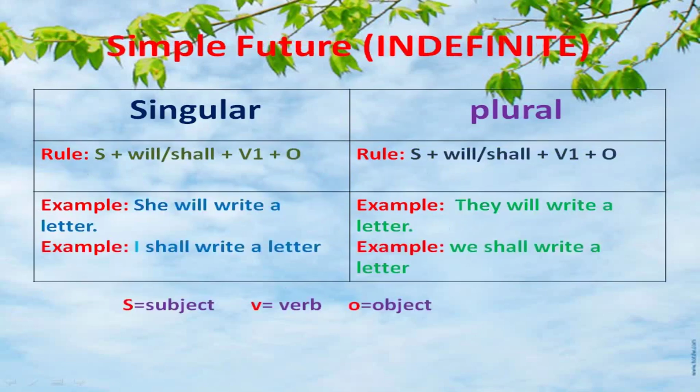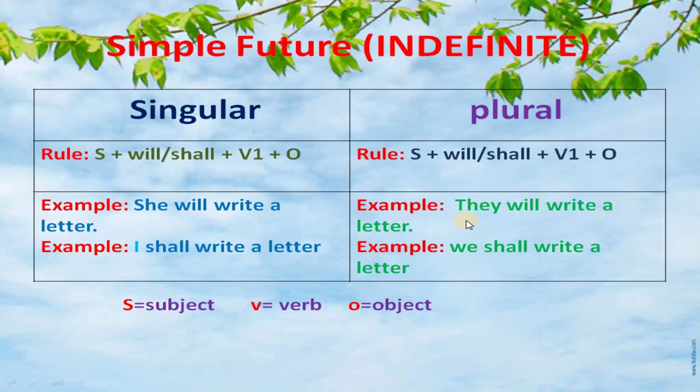Next tense, simple future tense or future indefinite. Singular form, subject will or shall plus V1 plus object. Example, she will write a letter. It is for will. One more example here, I shall write a letter. So this is example for singular form. Same plural form, rule is subject plus will or shall plus V1 plus object. They will write a letter is example.